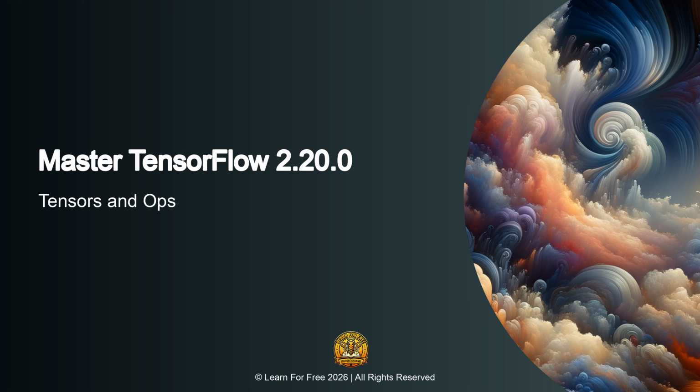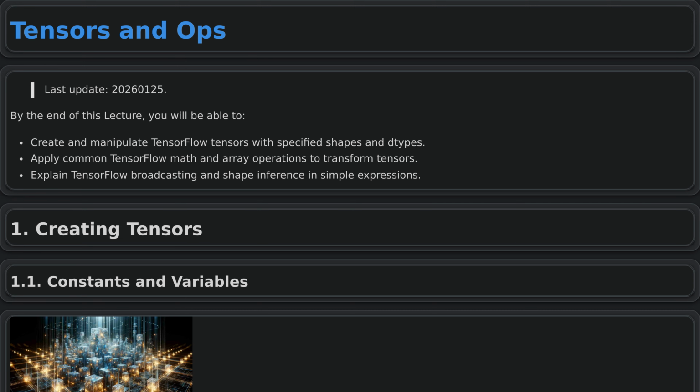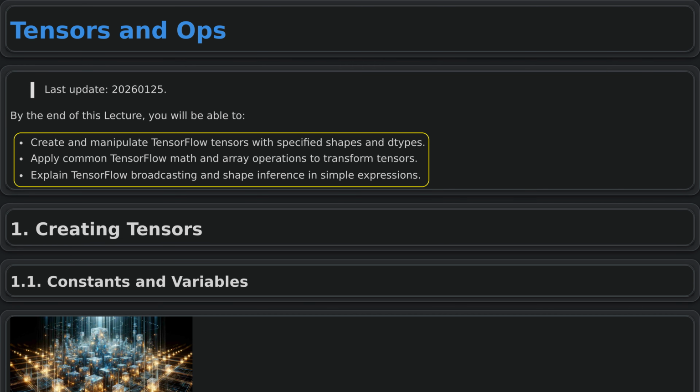Module 2, Lecture A, Tensors and Ops. By the end of this lecture, you will be able to create and manipulate TensorFlow tensors with specified shapes and D-types, apply common TensorFlow math and array operations to transform tensors, and explain TensorFlow broadcasting and shape inference in simple expressions.